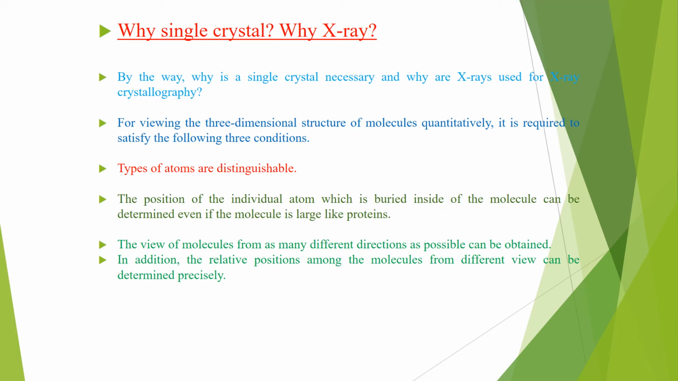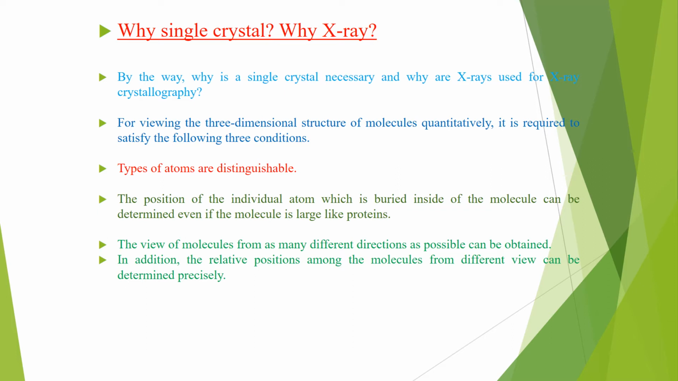That means why is a single crystal necessary and why are X-rays used for X-ray crystallography? It is used for viewing the three-dimensional structure of a molecule quantitatively. It is required to satisfy the following three conditions. Number one, types of atoms are distinguishable.